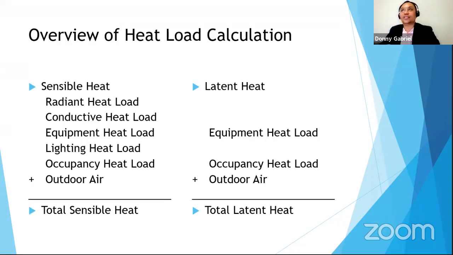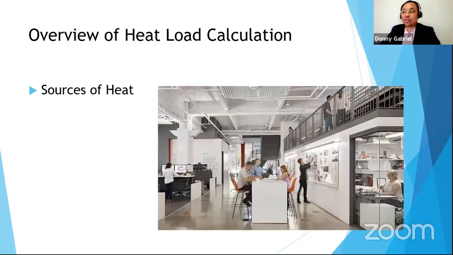I divided them up into sensible heat and latent heat. Okay? The sensible heat, there are a few: radiant heat load, conductive heat load, equipment, lighting, occupancy, and outdoor air. So latent heat load naman, there's the equipment heat load, the occupancy, and the outdoor air. So these are the two types of heat load, sensible and latent. And these are the things that can be found inside your typical space.